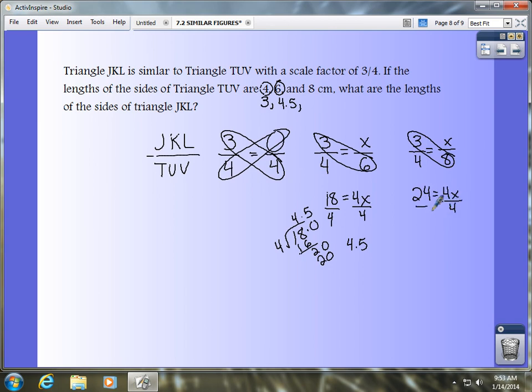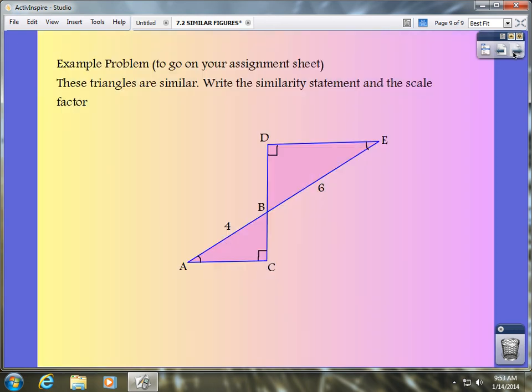3, 4.5, and 6. And your question to put on your homework: these triangles are similar. Write the similarity statement and the scale factor. You want 3 letters are similar to the 3 letters on the other triangle. And then you have to write the scale factor.